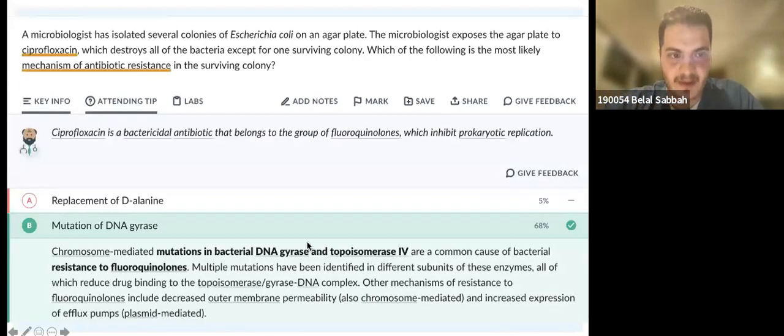So the answer is B. Chromosome-mediated mutations in DNA gyrase and topoisomerase is a common bacterial resistance to fluoroquinolones. We basically talked about this. I don't think I'm going to take too much time on it. Does anyone have any questions? Okay, we'll move on then.